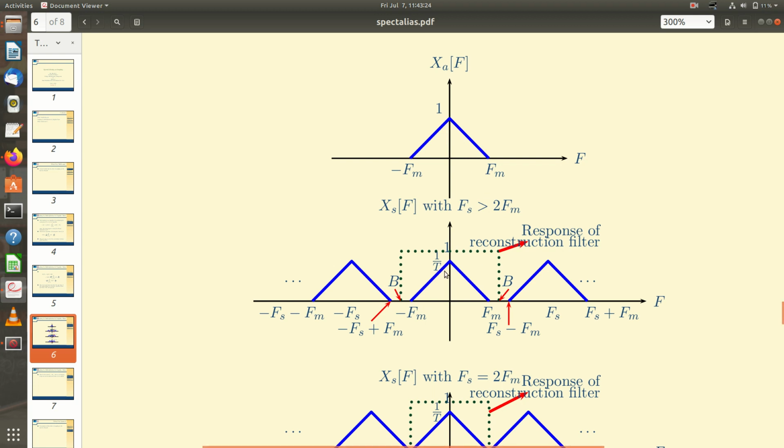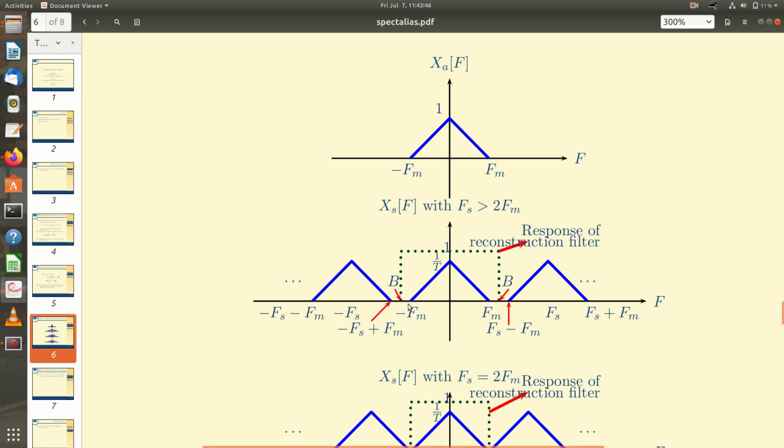So here, this is my original signal, this is my X(f), and this is a replica placed at 1 by Ts. This is my sampling rate, Fs is 1 by Ts. This is in the negative direction. So this spectrum will be a repeated placement of the original spectrum from minus infinity to plus infinity.